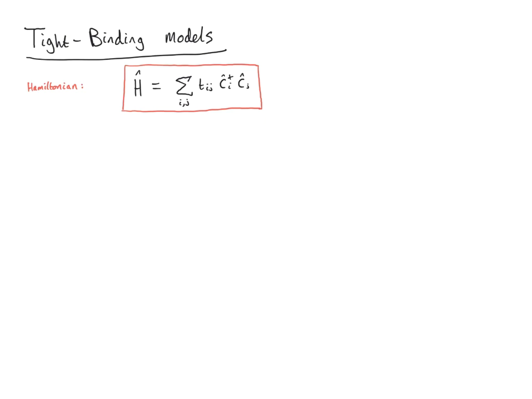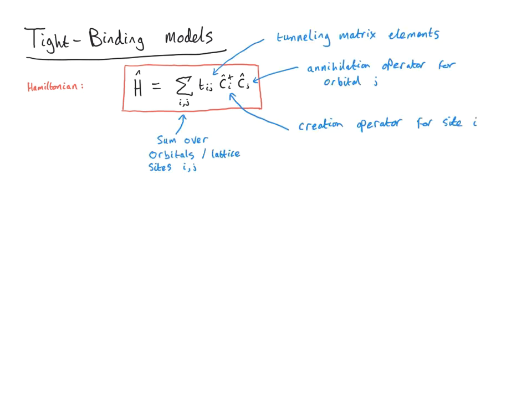Okay, let's get down to work. In this lecture, we'll be discussing tight binding models, which I introduced in the last lecture. This is the most general form of the Hamiltonian, where the sum is over orbitals or lattice sites of the system, labelled I and J. Tij is the tunneling matrix element between those orbitals or sites. Ci dagger creates an electron in orbital site I, and Cj annihilates an electron in orbital J.